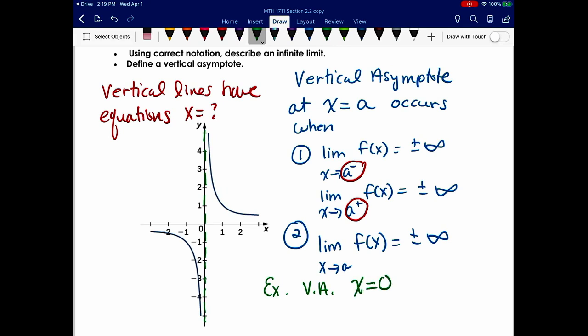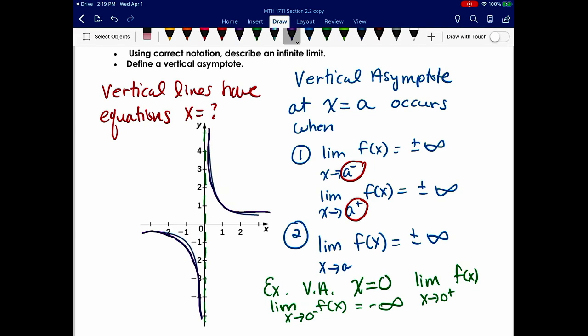I'm going to abbreviate VA for vertical asymptote at x equals 0. And I know that because I have the first situation where I have the limit as x approaches 0 from the left of f of x. That limit, let me trace it here in purple, as I come from the left and I come down, I'm approaching minus infinity. And then coming from the right on the graph, let me trace that in purple. Coming from the right, approaching 0, I'm going up without bound, so that would be positive infinity. So your vertical asymptotes occur when you have limits, either one-sided or two-sided.